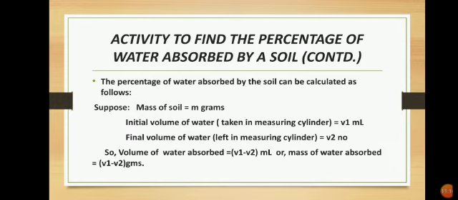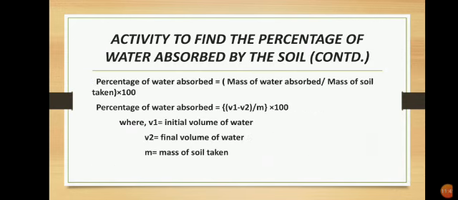So the volume of water absorbed, what will it be? It will be V1 minus V2 milliliter, or the same mass of water absorbed, you can put it in gram also, V1 minus V2 grams. Either in milliliter or in grams you can put. So V1, the initial volume of water taken, minus the amount of water which is left in the measuring cylinder. Next, percentage of water absorbed. Now how to calculate the percentage of water absorbed? The formula is mass of water absorbed divided by mass of soil taken, into 100.